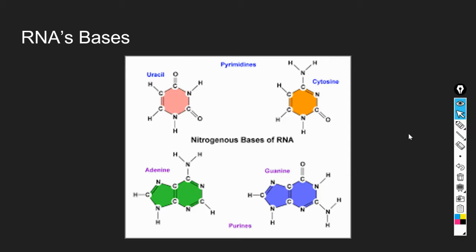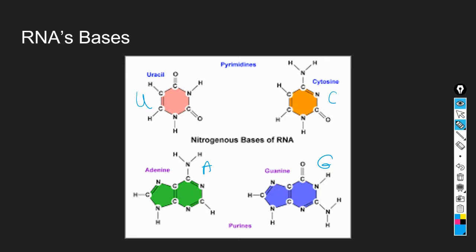Another thing that we have to keep in mind is that RNA has 4 different nitrogen bases. So we have a possibility of having 4 different RNA nucleotides. And so the bases can either be adenine, that we represent with an A, or guanine, which we represent with a G, cytosine, that we represent with a C, or uracil, that we represent with a U.